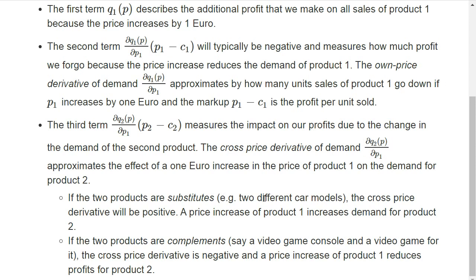Whenever two products have positive cross price derivatives, we say they are substitutes. So one car is a substitute for the other car. However, there are also products that are complements, where we would have a negative cross price derivative. One example would be a video game console and a video game. If I increase the price of the video game console, fewer people buy this console, but that also means that fewer people buy the video games of this console. So these two products are complements.